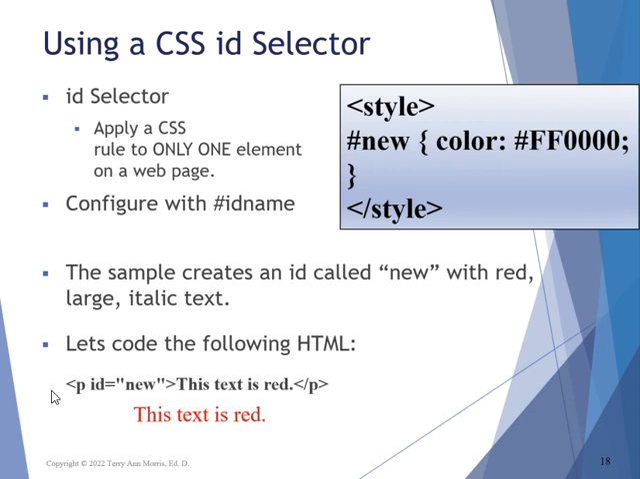So here on the slide, we open a new paragraph with an ID of new and we enter the text. We close the paragraph. But before that, we open the style and close it. In between the style, we declare the ID, which is new, and the color is FF0000, which is red. So we close the style. I'm going to show you how this works in the code.